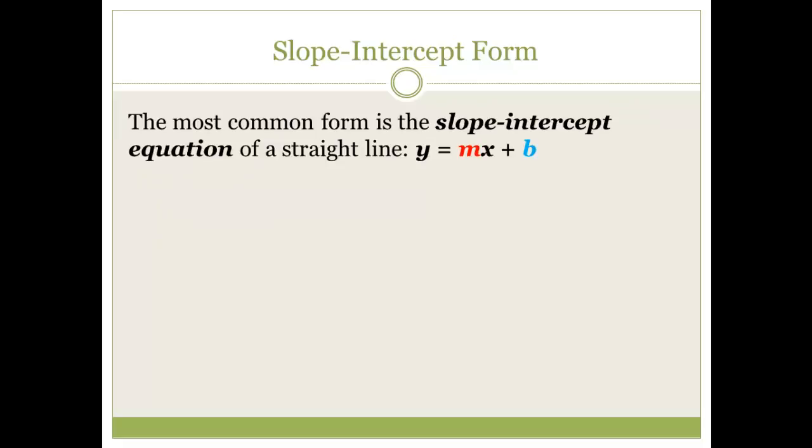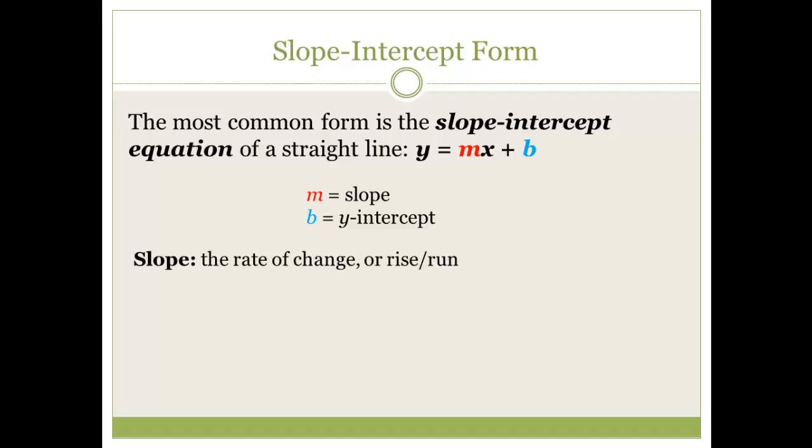The slope-intercept equation is the most common form of a straight line, and it is y equals m times x plus b, with m signifying slope and b signifying the y-intercept. And the simplest way to remember this is rise over run. The y-intercept is the point in which the line crosses the y-axis on a graph.